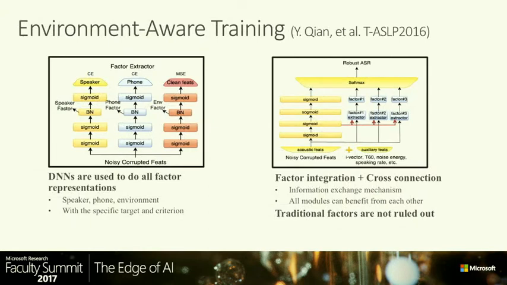Another method is named environment-aware training. We want the deep models to predict and perceive the environment change always, so that the models can adjust the parameters simultaneously to address the environmental variability. In this method, the factor representation is the first step. Different from the conventional approaches, DNNs are used to do all factor representation, including speaker, phone, room, noise type, and so on.